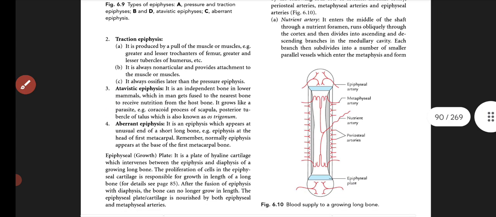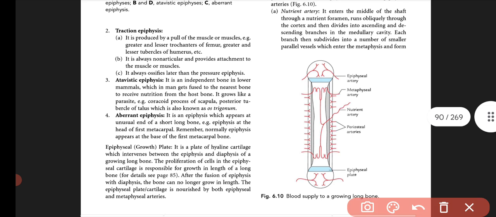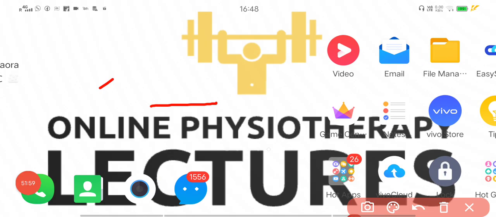Now another important one is the atavistic epiphysis. Atavistic is an independent bone in the lower mammals. In man it gets fused to the nearest bone and receives nutrition from the host bone, like a parasite. Example, the coracoid process of the scapula. In the previous topic, we read about the coracoid process of the scapula.